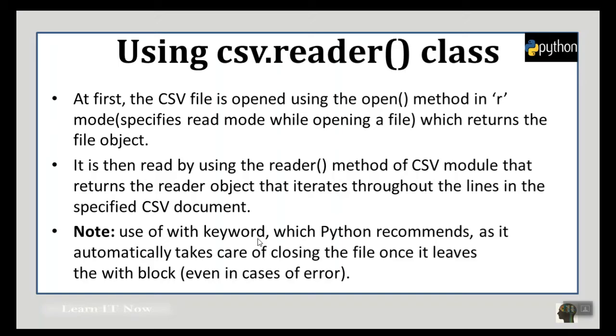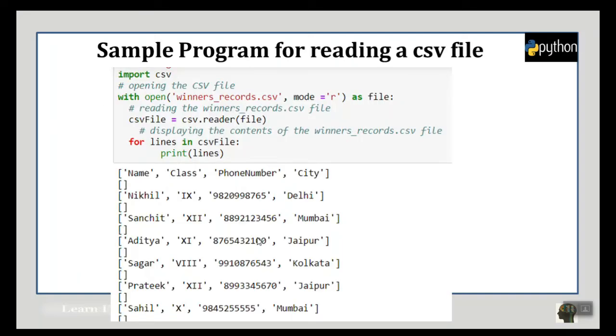One thing to be noted is the use of the with keyword, which Python recommends as it automatically takes care of closing the file once it leaves the with block. So we should always use the with keyword while opening the CSV file. This is the sample program. We will open a file with open, the name of the file, the mode as read. We will read the file and then we'll display it using for.